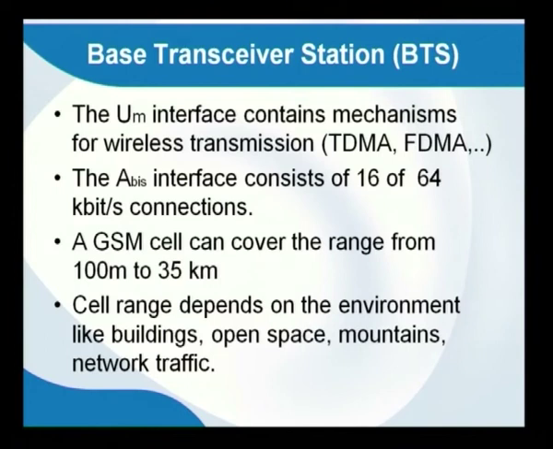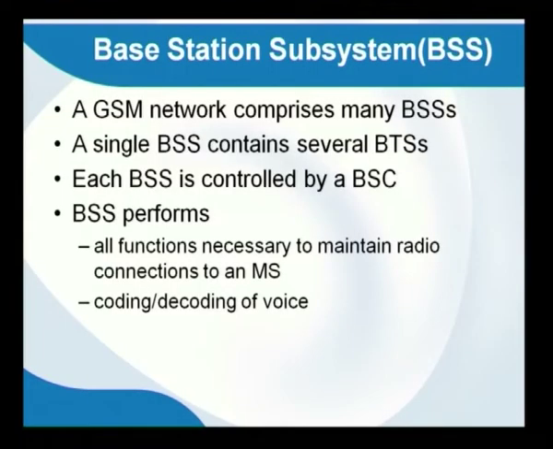But the exact range is clearly influenced by environmental factors, like interference, noise characteristics, other external signals, and buildings. These signal propagation factors highly influence the shape and range of the GSM radio cell. Next, we can start to discuss the base station subsystem, that is the BSS.